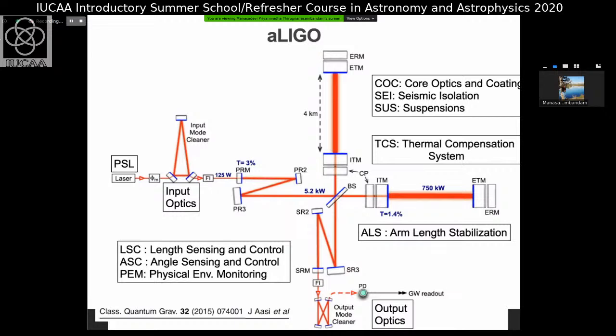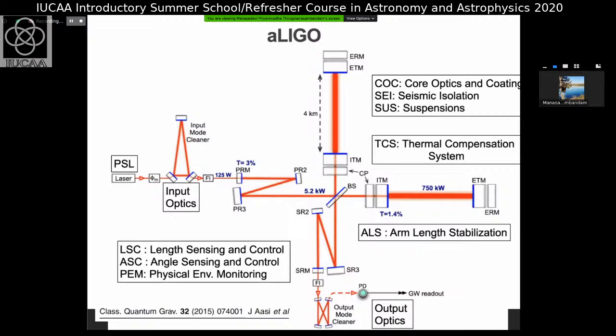And then you have the core optics and optical components, and that actually is a subsystem that deals with designing the mirrors, the large mirrors that are being used in LIGO. And then we have the SEI. So the mirrors are held in suspensions, but the suspensions are mounted on seismically isolated optical tables. So that is what we call the SEI. And then we have the SAS, which is the suspension subsystem. The mirrors are actually suspended as a pendulum.